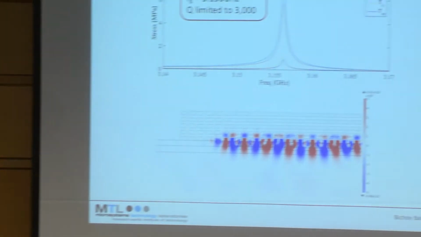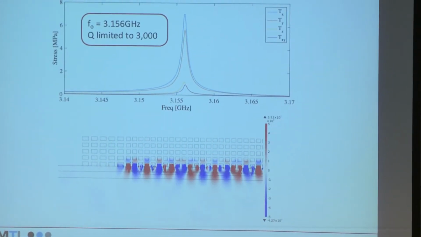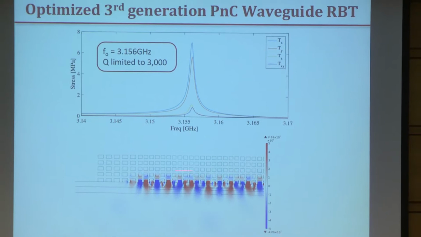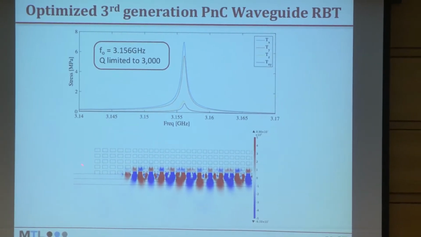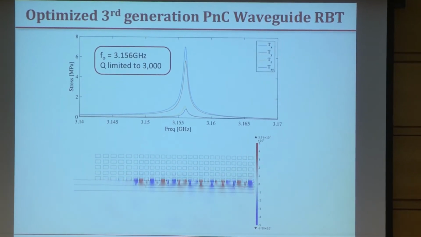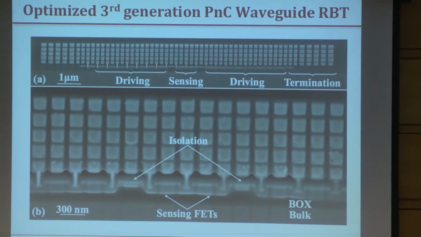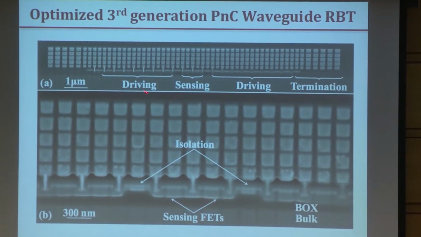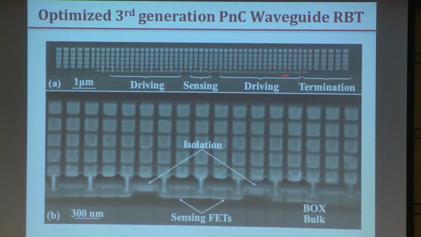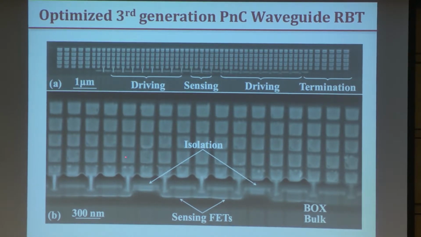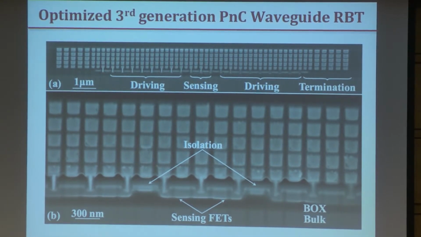So these are the optimized devices now, with the termination and everything in place. And you can see we got much better confinement. The waves are not leaking in any direction. We fabricated in IBM 32 nanometer SOI. You can see now the phononic crystal, the driving gates, the sensing transistor, and the termination. And this is a close-in view of the sensing FETs as well as the isolation.